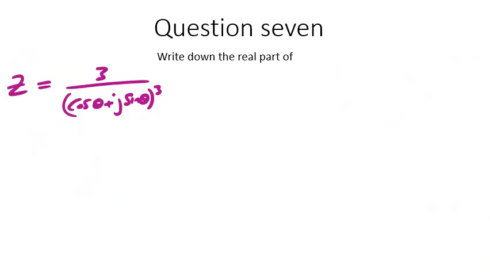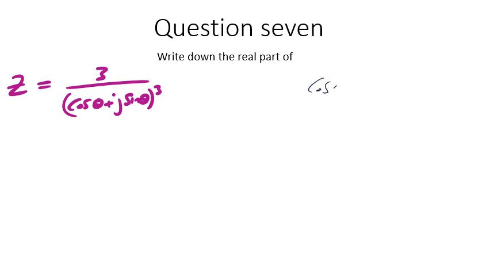Whoa, I love this question. De Moivre's theorem. Right, z equal to 3 over cos theta plus j sine theta, all cubed. Write down the real part of this number. Well, let's have a look at this carefully. The problem is the bottom here. But if you remember the theorem, what does the theorem state?